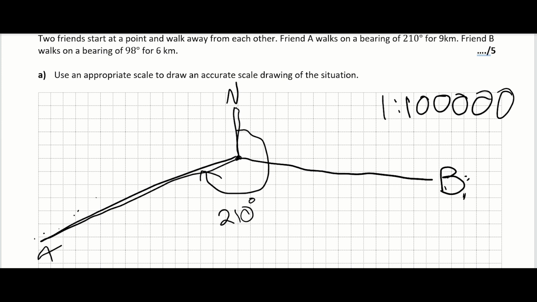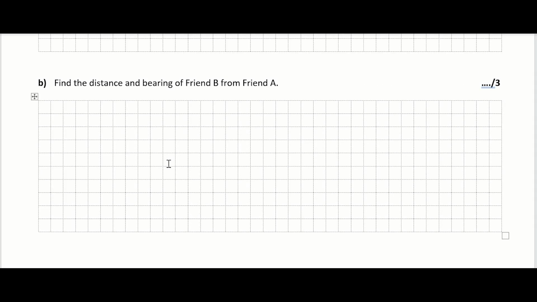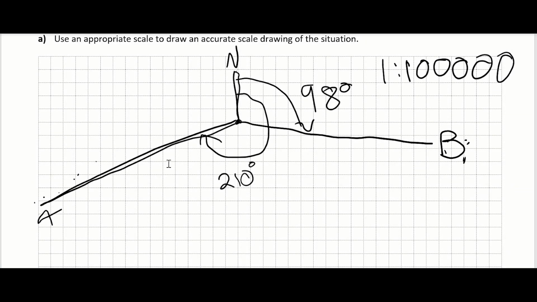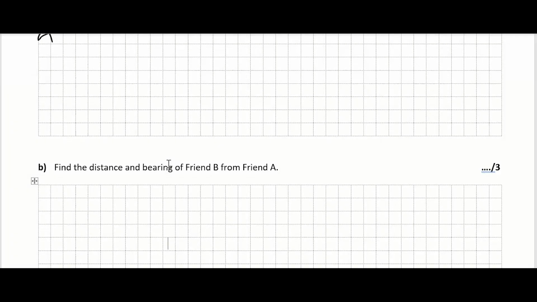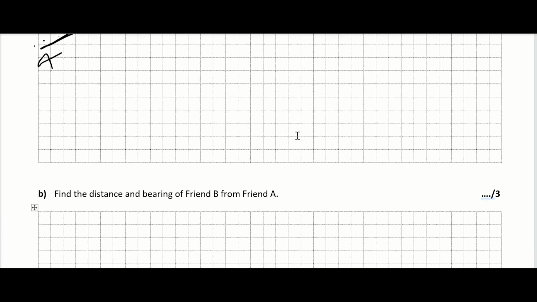That is fine. Obviously, with yours, you'll use your protractor and then use your scale as well. Make sure everything's drawn accurately, but roughly indicate that there. Okay, next one. Find the distance and bearing of friend B from friend A. Make sure you understand this question: of friend B from friend A. So from friend A to friend B is what it's asking you.